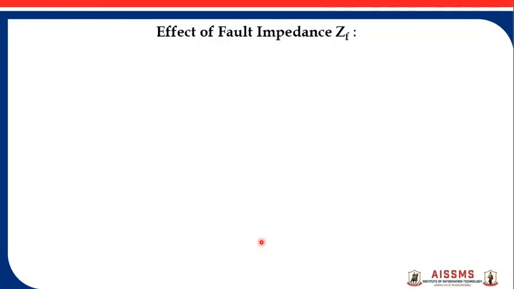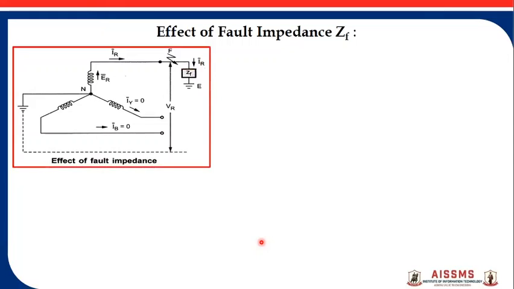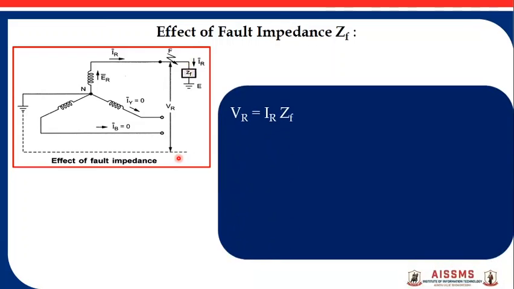In the previous equation, we have considered that ZF, that is the fault impedance, is 0. But if we consider a fault impedance, that fault impedance may be negligible or have a very small value. That fault impedance will be between the R phase and the ground. Then what will be the effect on the fault current?